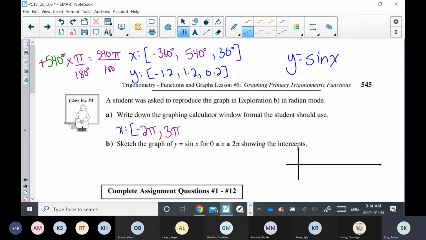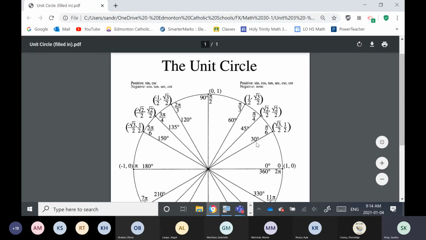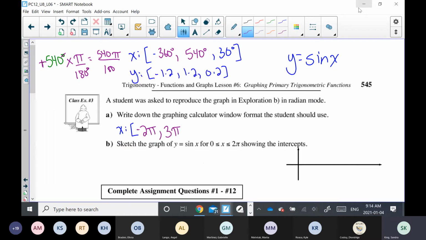How many radians is 30 degrees? 30 degrees is right here. It's pi over 6 radians. That's what 30 degrees is. The y does not change. So the y is whatever it initially was. We only change our x's from degrees to radians or radians to degrees. So my y's are going to be negative 1.2 to 1.2, with a scale of 0.2.